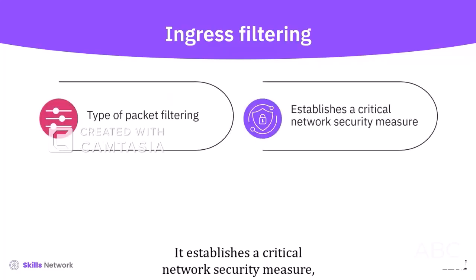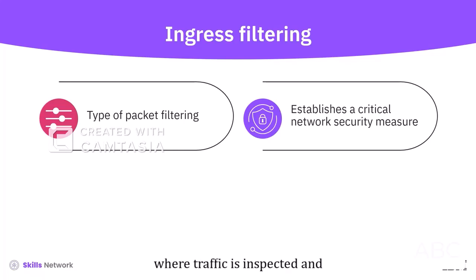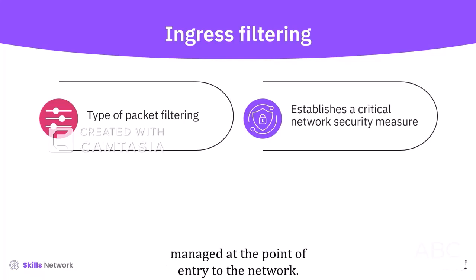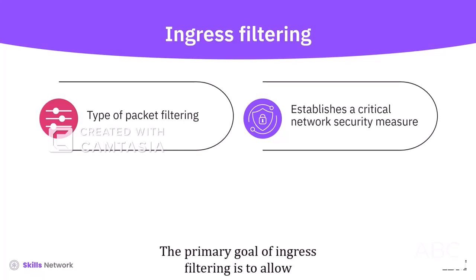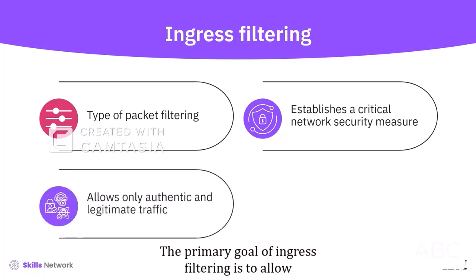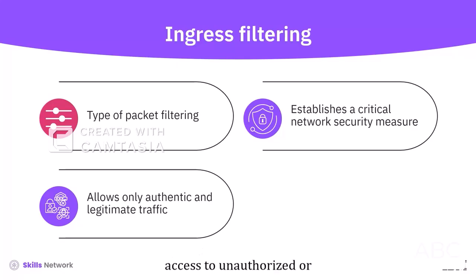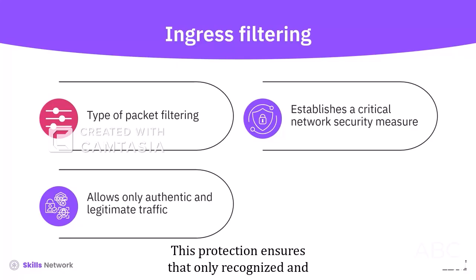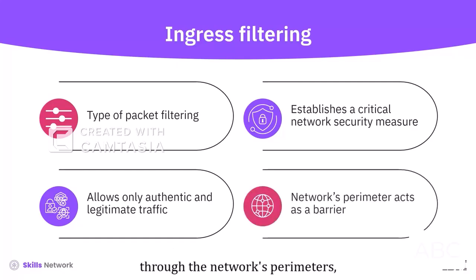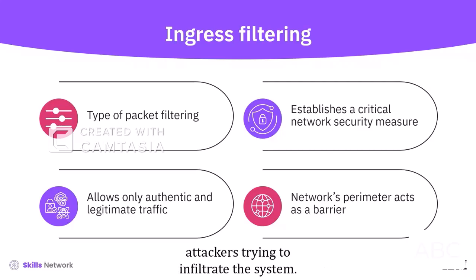It establishes a critical network security measure where traffic is inspected and managed at the point of entry to the network. The primary goal of ingress filtering is to allow only authentic and legitimate traffic through and block access to unauthorized or potentially harmful data packets. This protection ensures that only recognized and verified traffic can get through the network's perimeters, acting as a barrier against attackers trying to infiltrate the system.